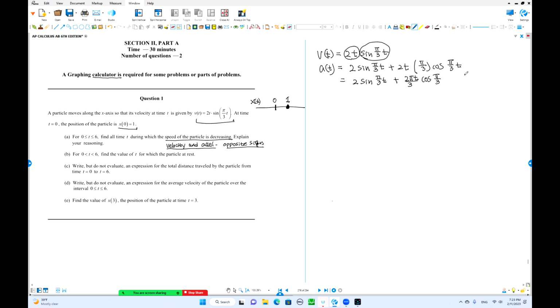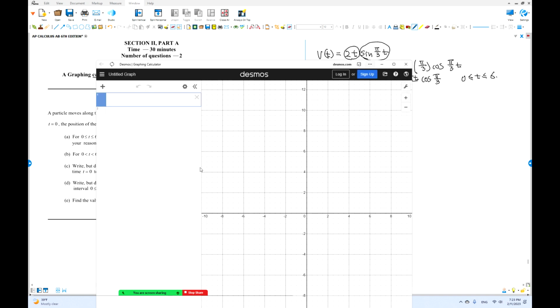The interval must be between these two numbers, 0 and 6. But this one is a little hard to make a graph, okay? That's why we need to use our graphing calculator, okay? So check out for which intervals the velocity and acceleration have different, opposite signs, okay?